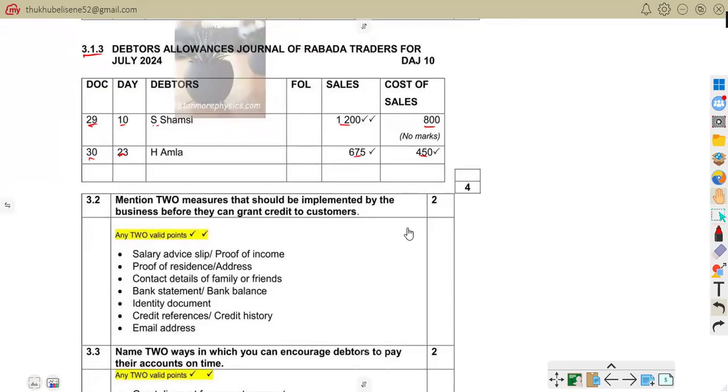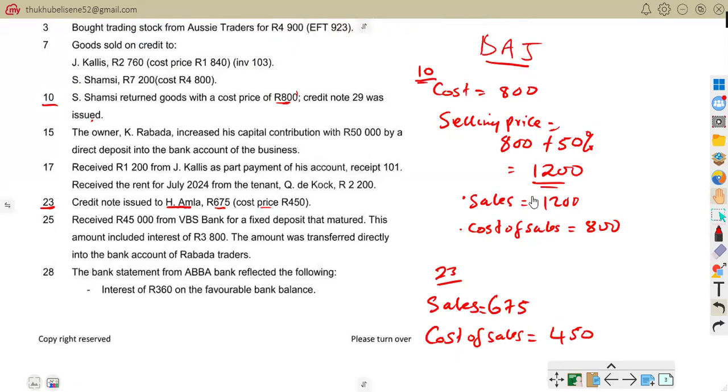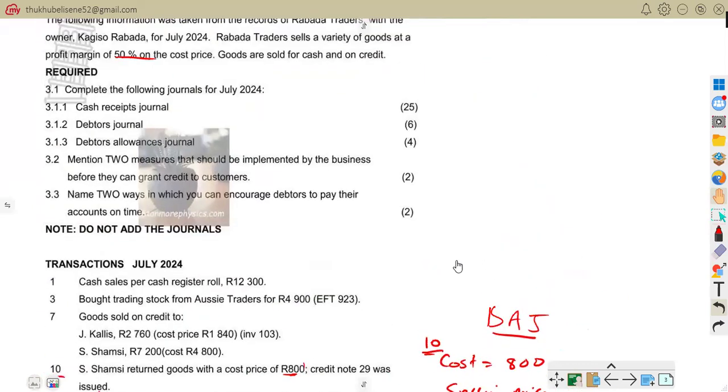So also, let us go to question 3.2. Question 3.2 asks, mention 2 measures that should be implemented by a business before they can grant credit. This is our 3.2 question, where you say why those credit checks. Mention 2 measures that should be implemented by business before they can grant credit to customers.